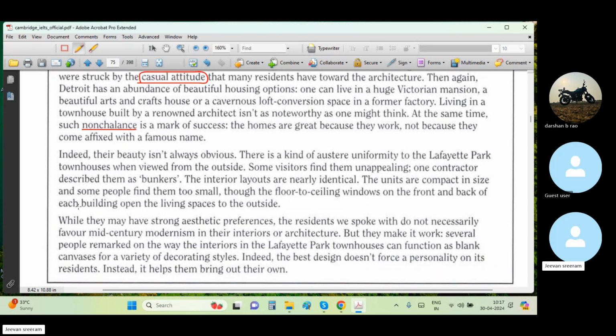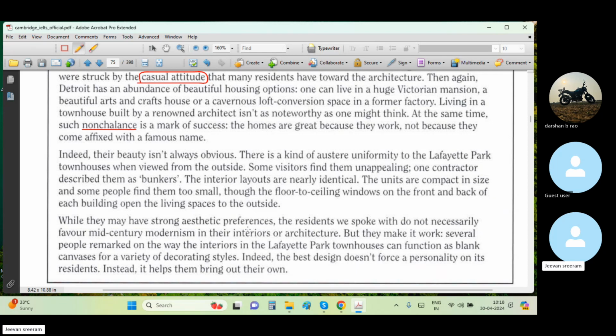Indeed, their beauty is not always obvious. The beauty of their houses is not easily seen. One cannot understand its beauty explicitly, directly. It is not easy to understand the greatness of the buildings, the beauty of the buildings. There is a kind of austere uniformity.